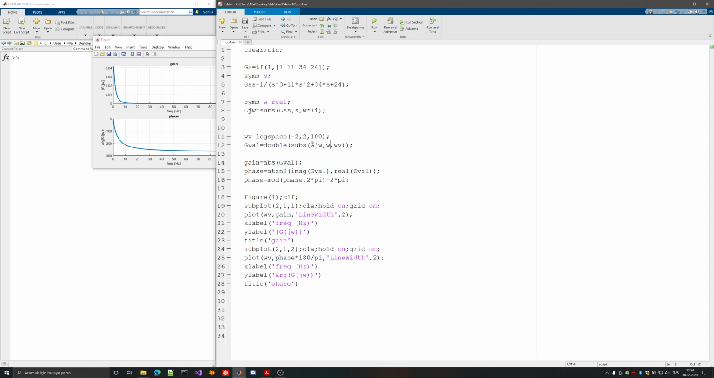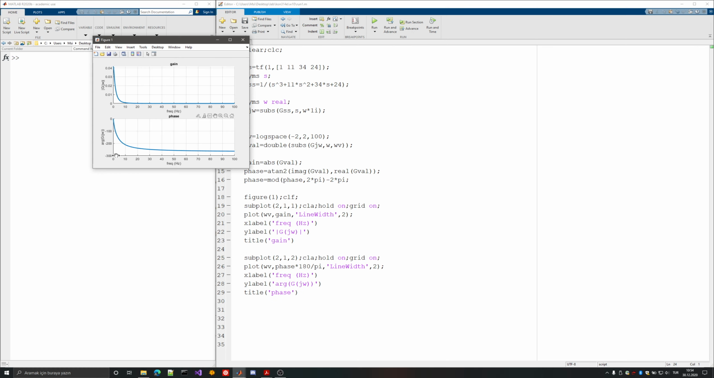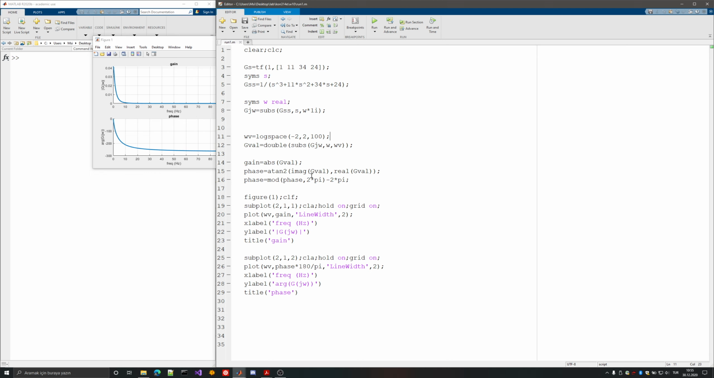So it still doesn't look like a Bode plot, and the reason is that my X scale is still linearly increasing. You can see at this point we have linear increment, and this is the problem. This shouldn't be linearly incremented. In order to change that, we can use a workaround in MATLAB.